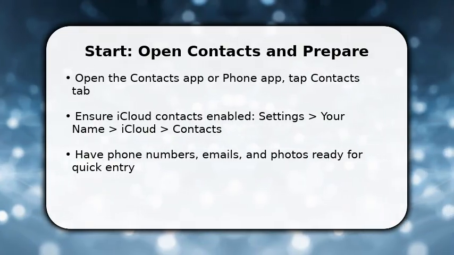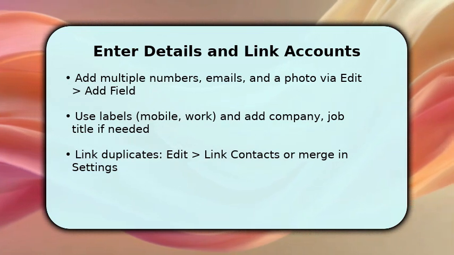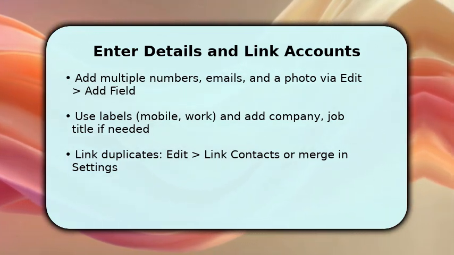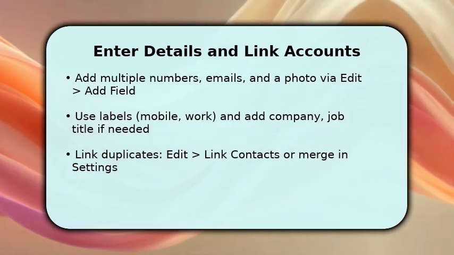Now you add details. Tap each field and choose labels to keep things organized. For example, select mobile or work so you know which to use. Once done, tap Add field to include notes, birthday, or URL. This helps automation and cards.